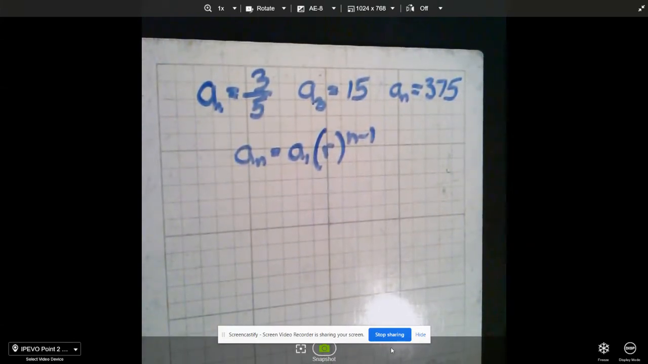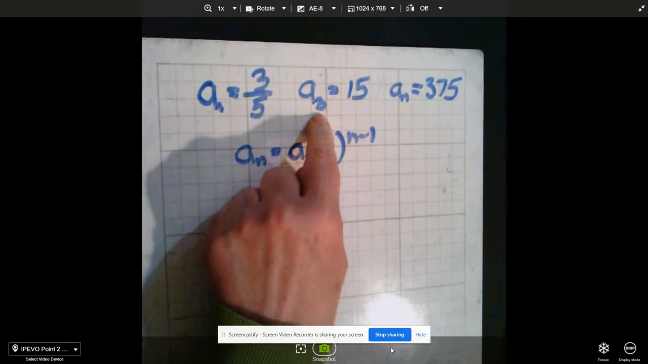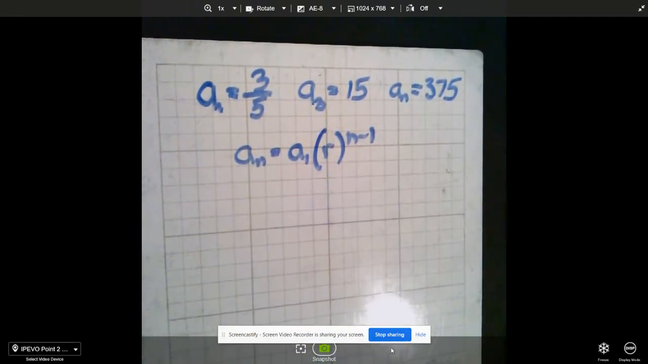Right, so this is sequence 3, number 11. And they tell you that A1 is 3/5, A3 is 15, and A_n is 375. And they want you to determine what R is and what N is.